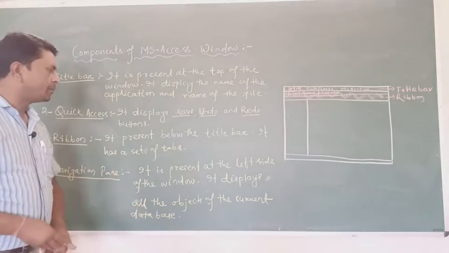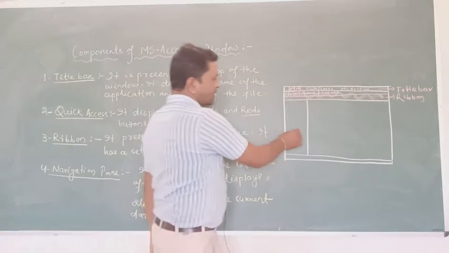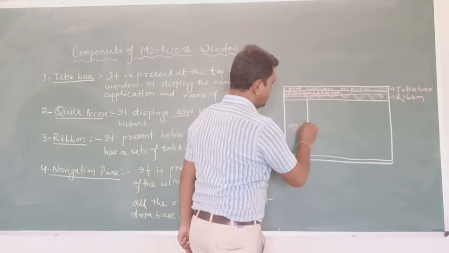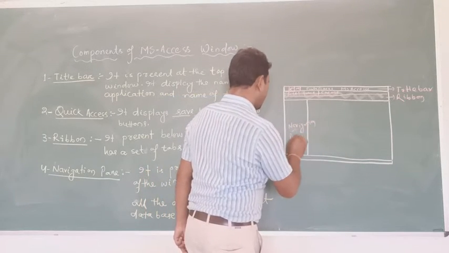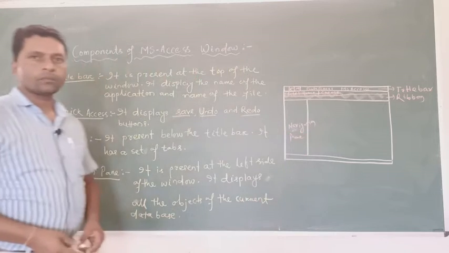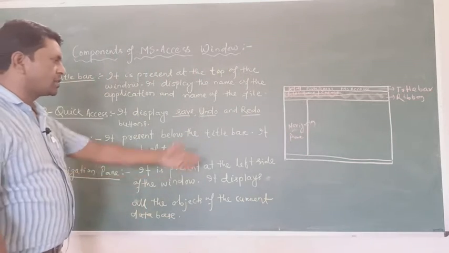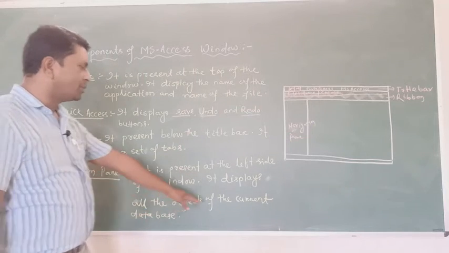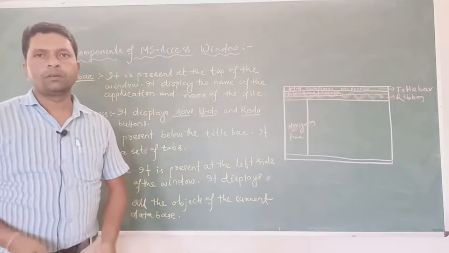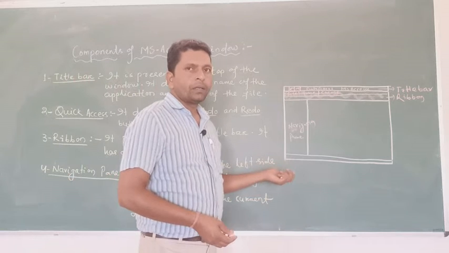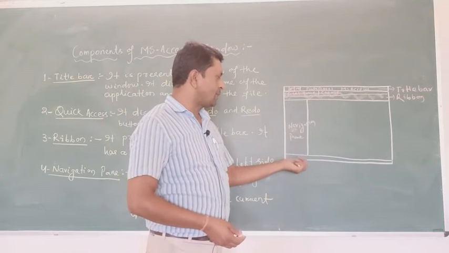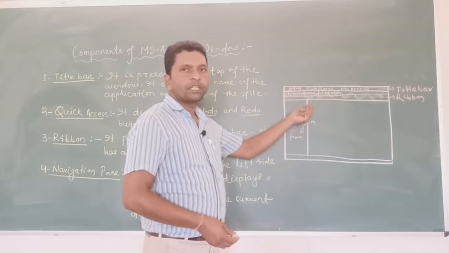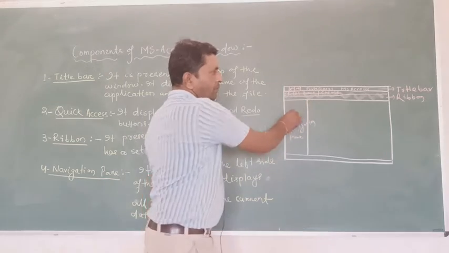Another component is the navigation pane. This is called the navigation pane. The navigation pane is just on the left side of your window, and it displays all the objects of the current database. Whatever database you have opened, the objects within that database are displayed here in this pane.